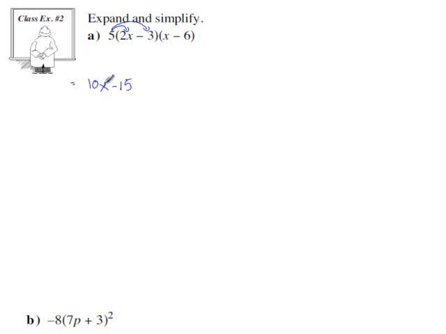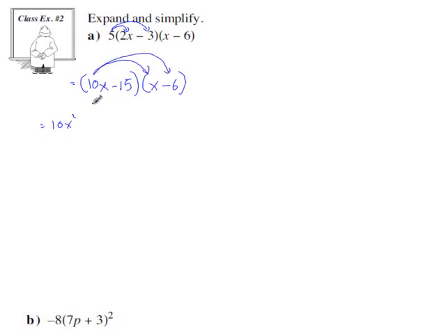Now I need to take this whole thing, and multiply it by x minus 6. Since I want to multiply the whole thing here, I have to put it in brackets. So 10x minus 15 times x minus 6. Now I have just two binomials to multiply. So 10x times x, sorry. 10x times x equals 10x squared.